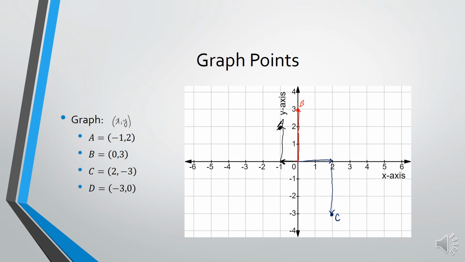And lastly, my point D. So this says start at the origin, go negative 3, so to the left 3, and then don't go up or down. So that 0 means don't go up and down. So there's my point D.